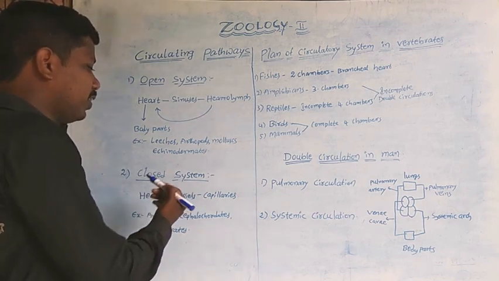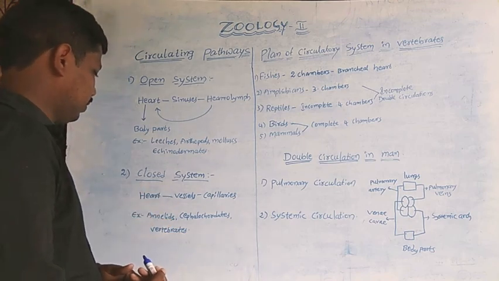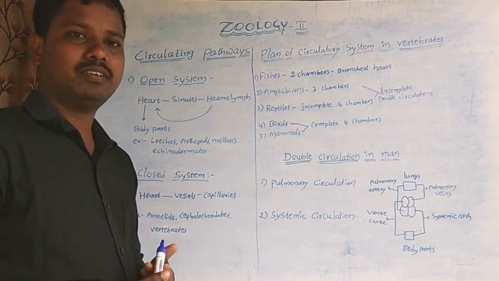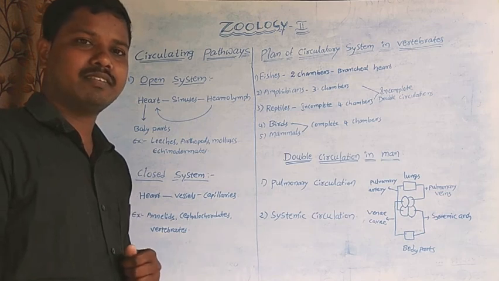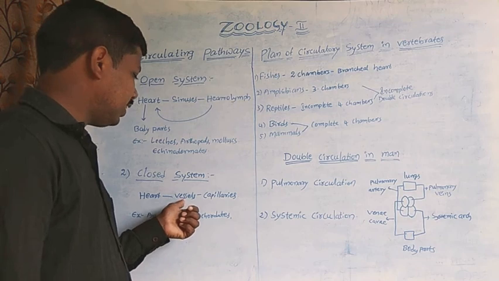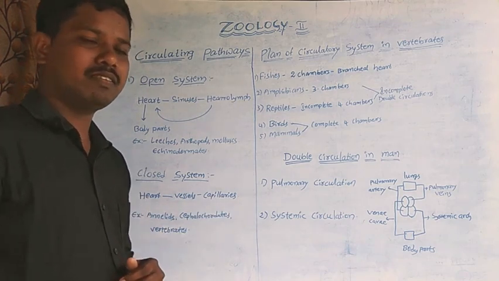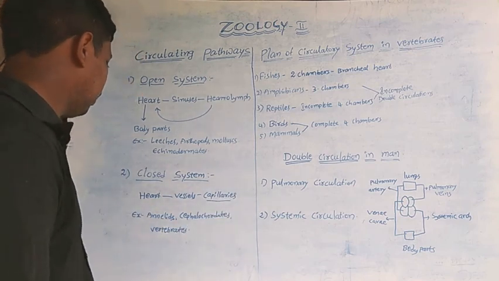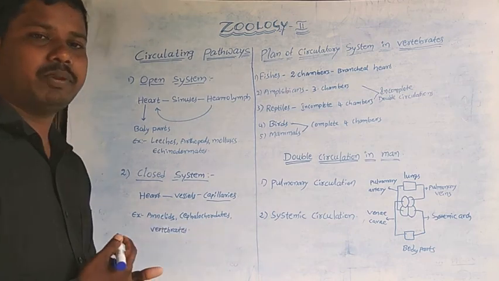Next one, the closed type of circulating system. In this type, the blood flows from the heart into blood vessels such as arteries and veins. These blood vessels lead into small blood vessels called capillaries. Examples are annelids, cephalopods, and vertebrates.